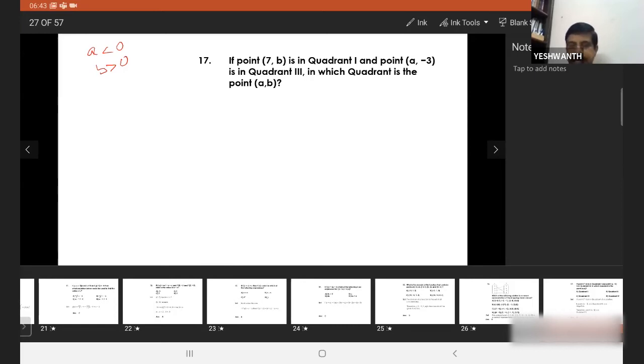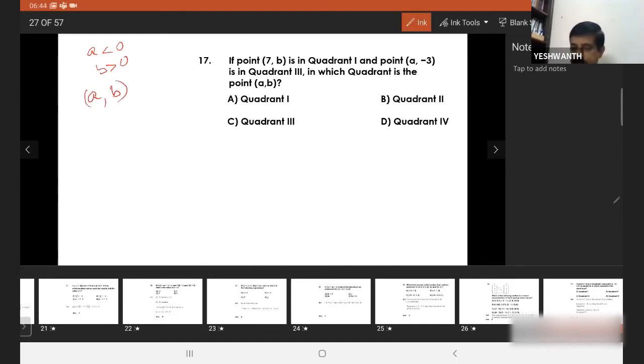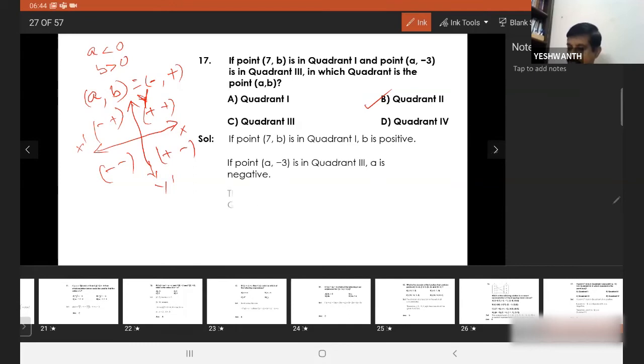So this gives me an option like A is negative and B is positive. So look at this. A comma B means A is negative and B is positive. Negative and positive lies in quadrant 2. If you take the quadrant system, it is like this. So here it is positive, positive, negative, positive, negative, negative, positive, negative. So this option of negative comma positive is in quadrant 2. So the answer is quadrant 2, B. So please, very fast, quick.